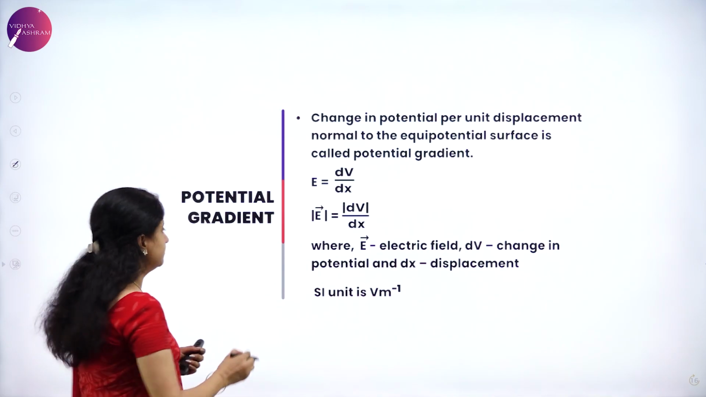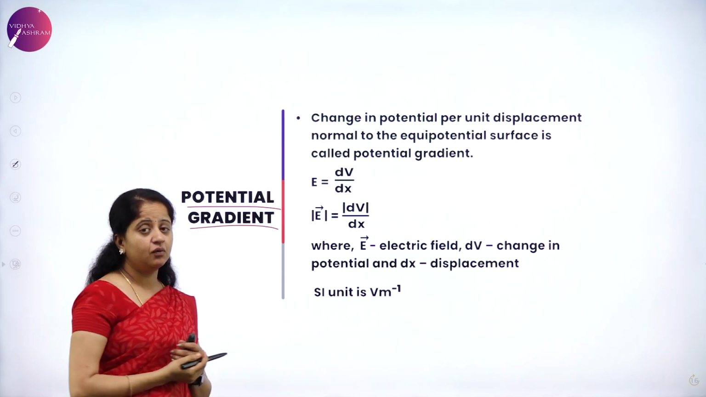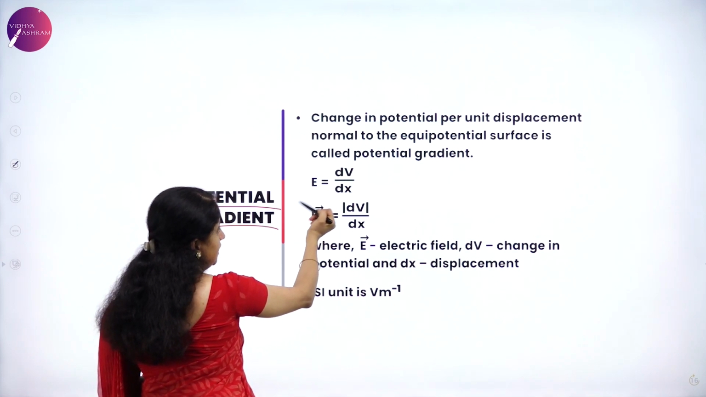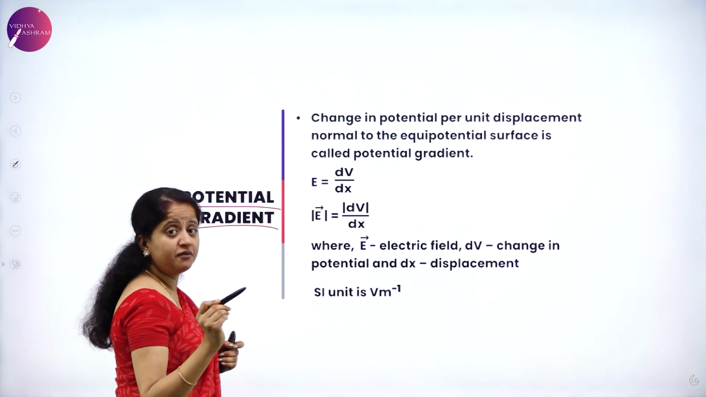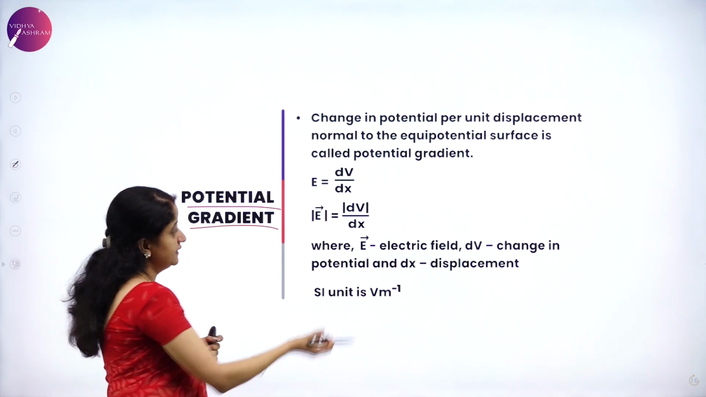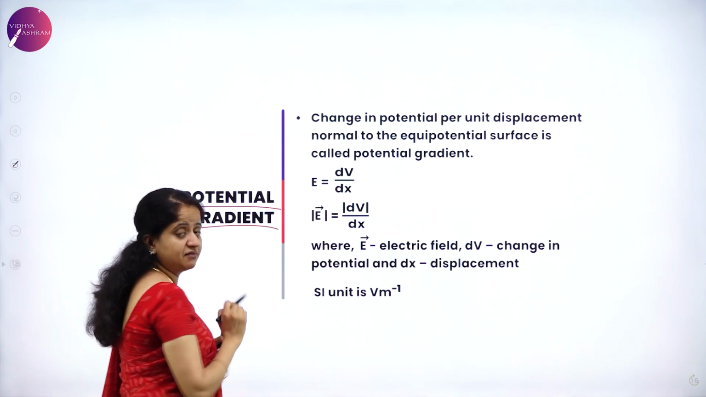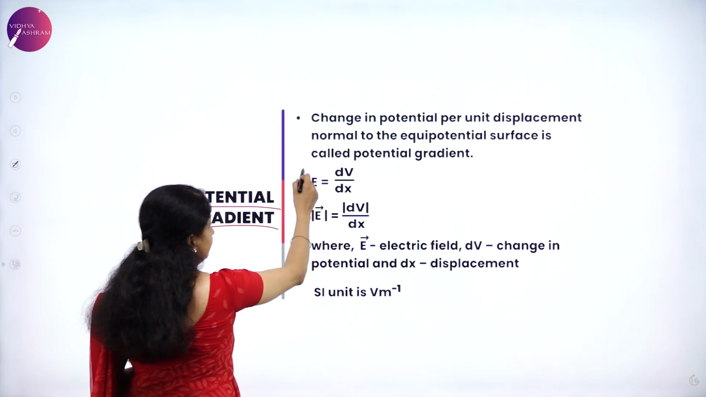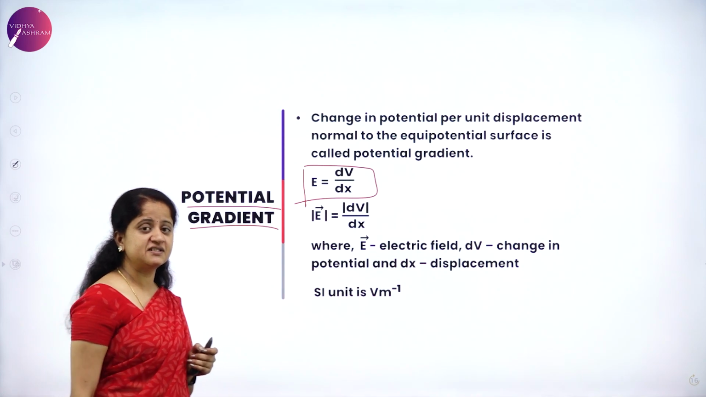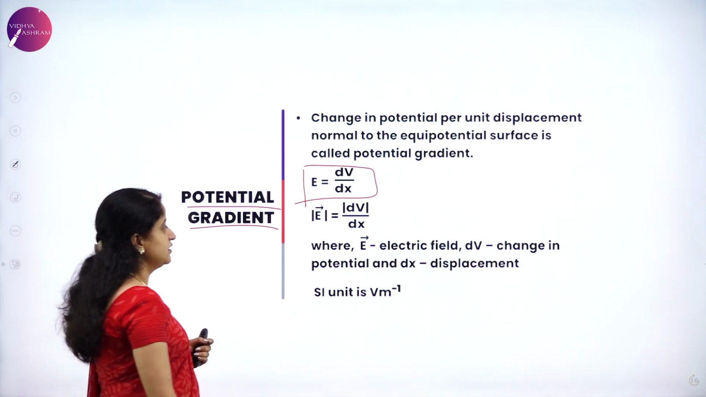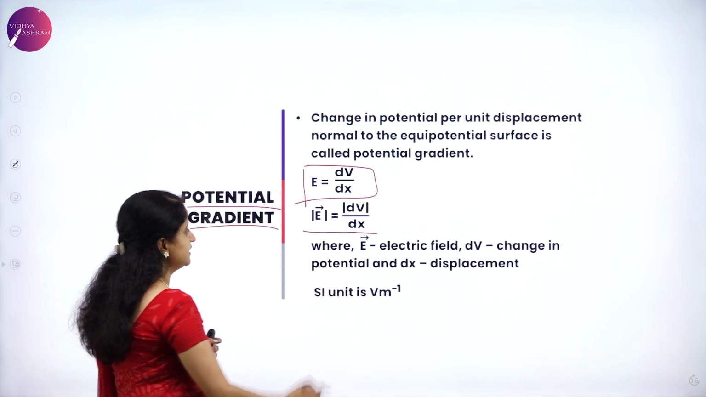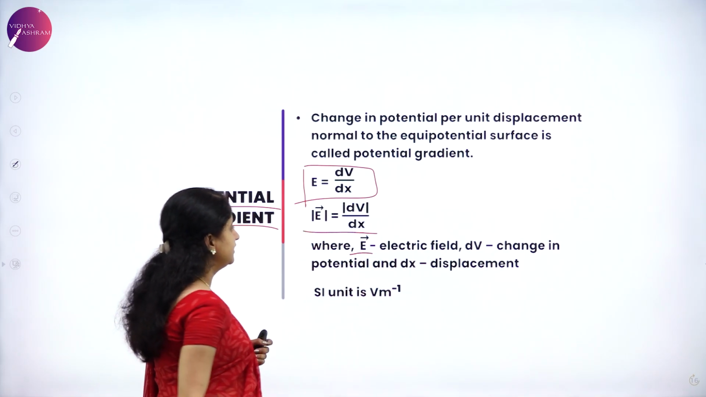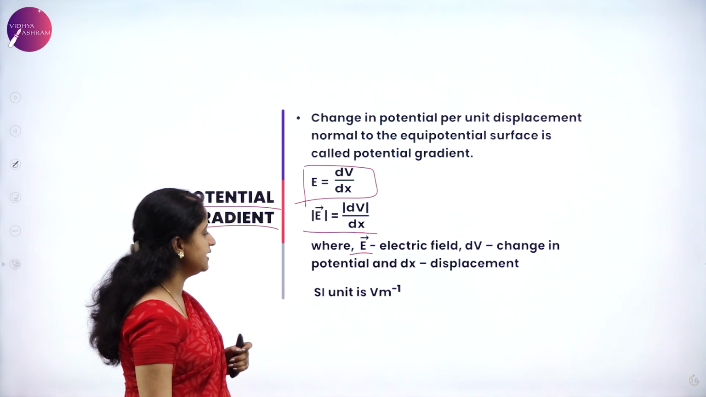Another important term to understand is the potential gradient. What is the meaning of potential gradient? It is the change in potential per unit displacement normal to the equipotential surface. The change in potential dV per unit displacement dx normal to the equipotential surface is called the potential gradient. It is represented in vector form, that is E is equal to modulus of dV by dx, where E is the electric field, dV is the change in potential and dx is the displacement.